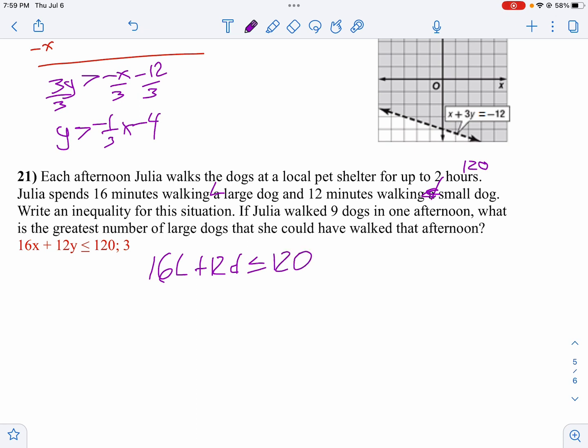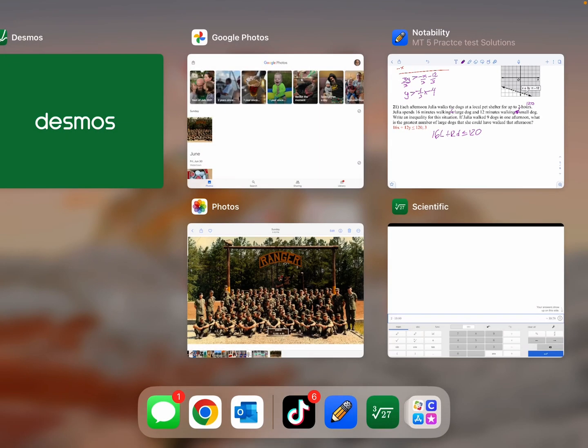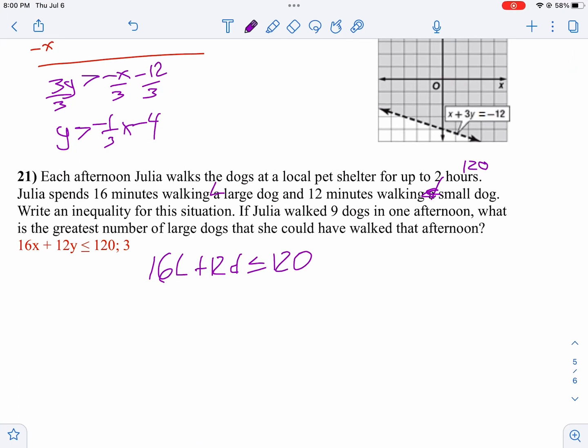That's your first part. Now, your second part says if she walked 9 dogs in the afternoon, what's the biggest number of large dogs she could have walked? Well, let's graph this. I think that's the easiest way. I'm going to use decimals, so I'm going to switch around. I'm going to go 16x plus 12y is less than or equal to 120.